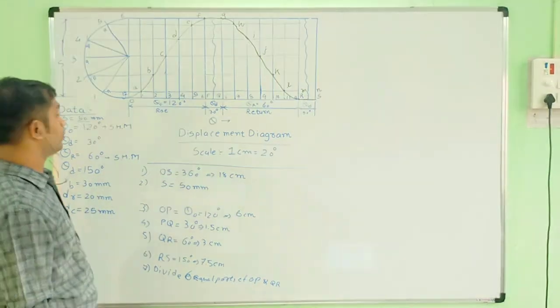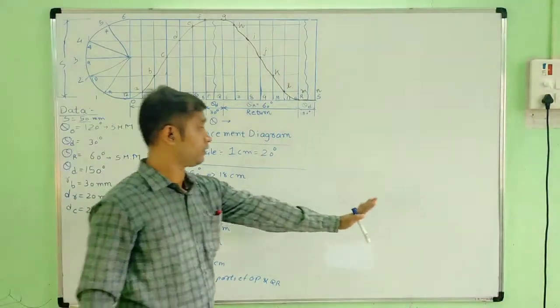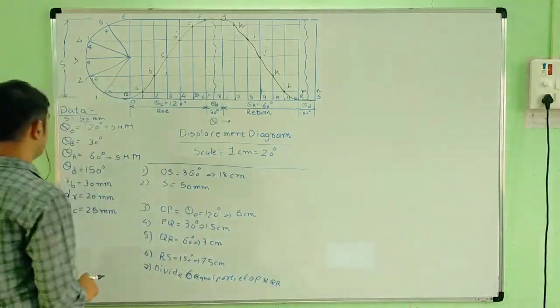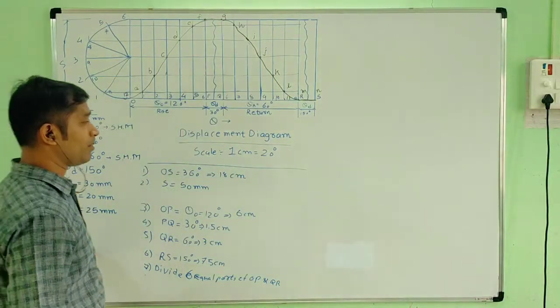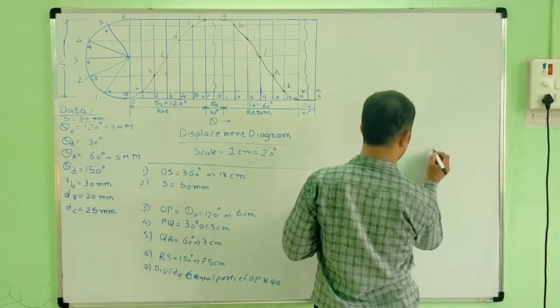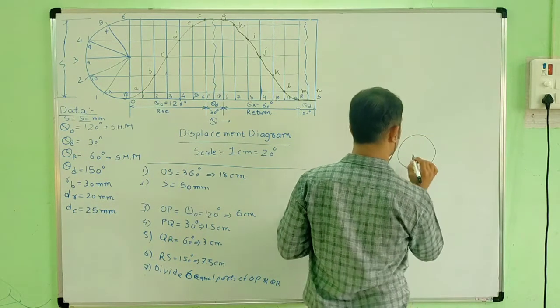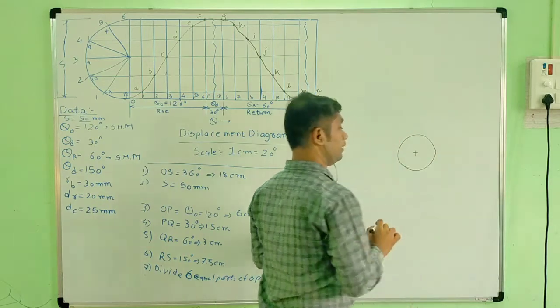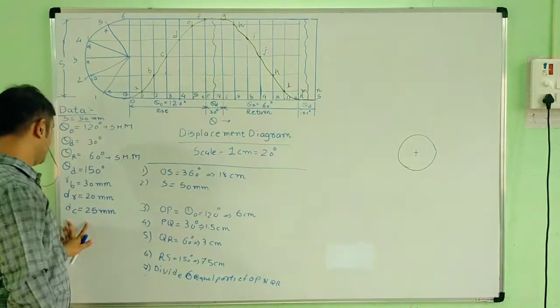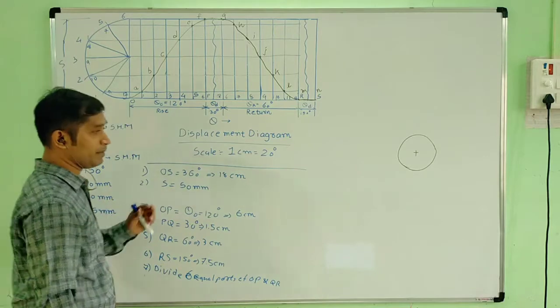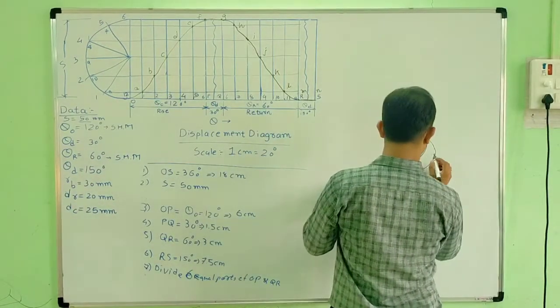Now we have to draw the cam profile. So first of all, what is given? The diameter of the cam shaft is 25 mm. So we draw the diameter of the cam shaft. Then the base circle is 30 mm. Okay.